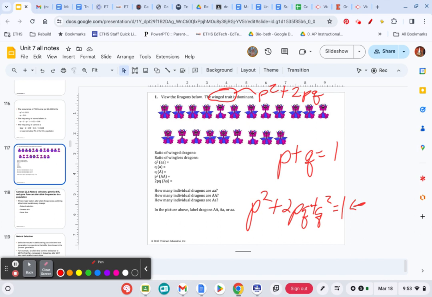They're the ones that can't fly. They're going to be Q squared. So that's kind of the weak point where you can get in and start figuring things out. We can take that value and see how many of these are winged versus how many are unwinged.